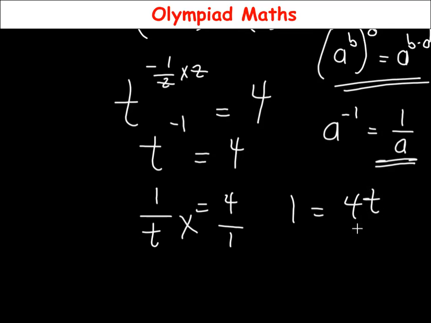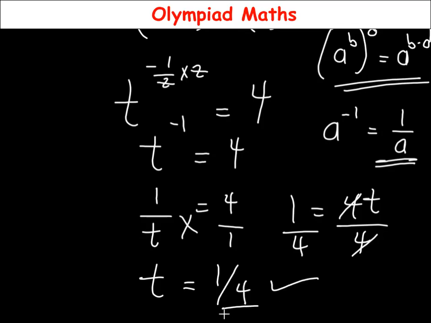To then solve for t, divide both sides by 4. 4 divided by 4, t stands alone. t is then equal to 1 over 4. And with this, we've gotten the value of t.